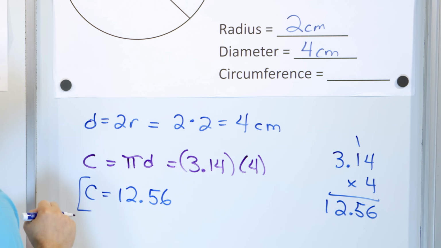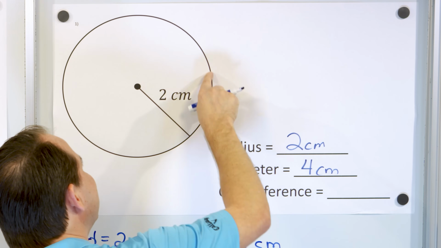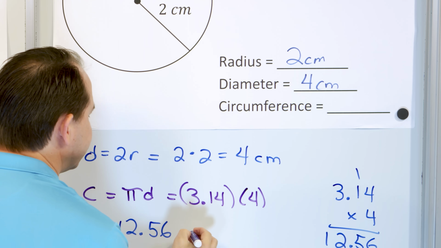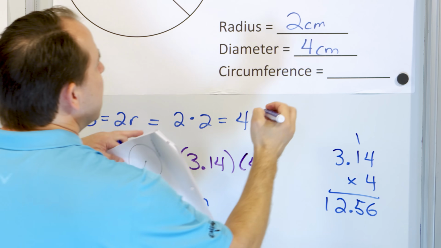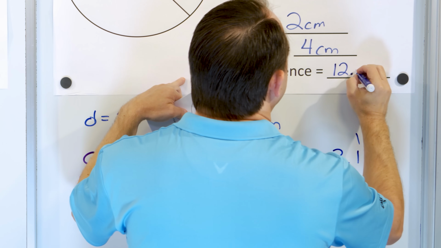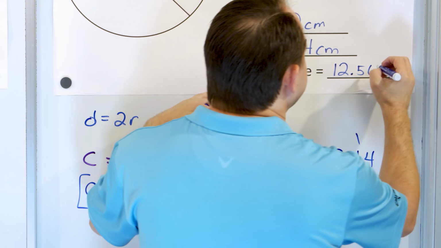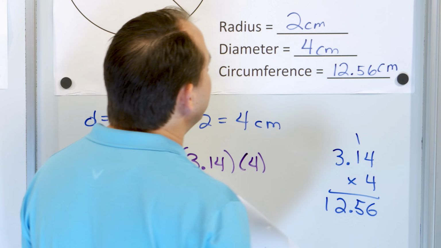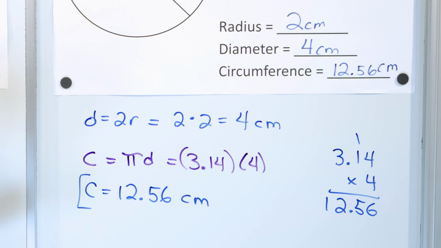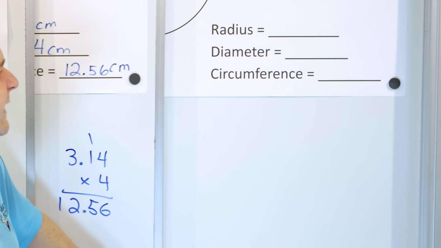And what is the unit of circumference? It's the distance all the way around. So if everything is in centimeters, this is in centimeters as well. So 12.56, and it's in centimeters as well. Put that down right here. 12.56 centimeters. All right, so the rest of the problems is just getting practice with this idea.